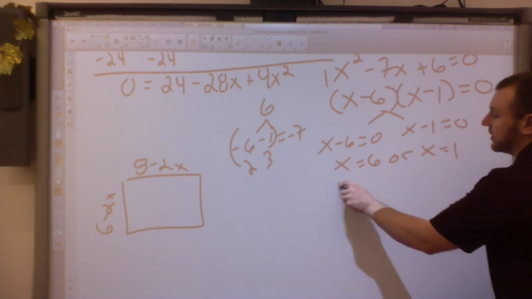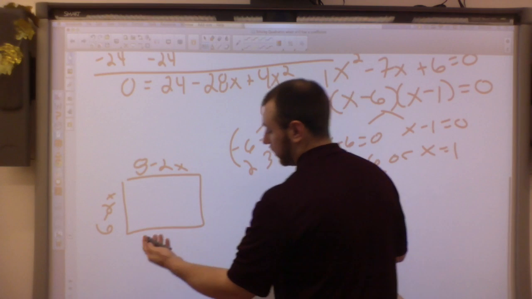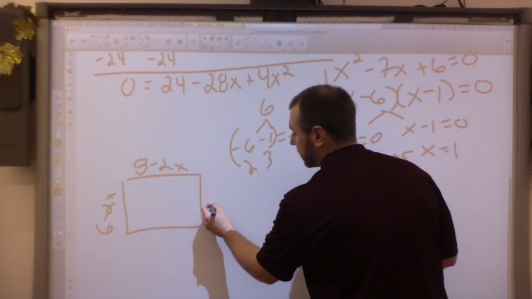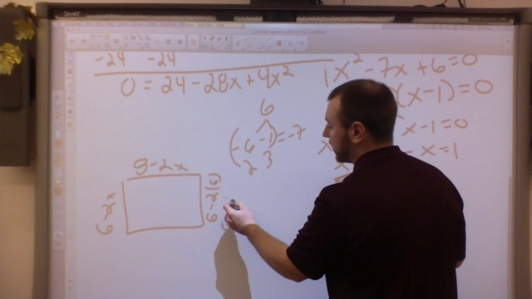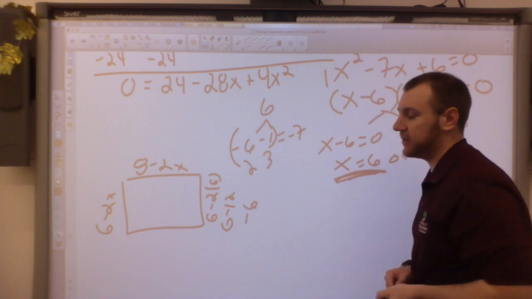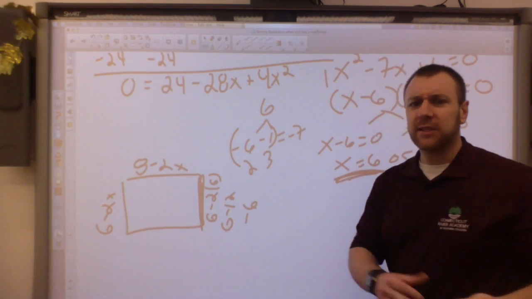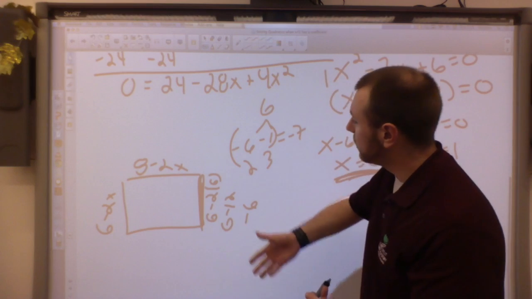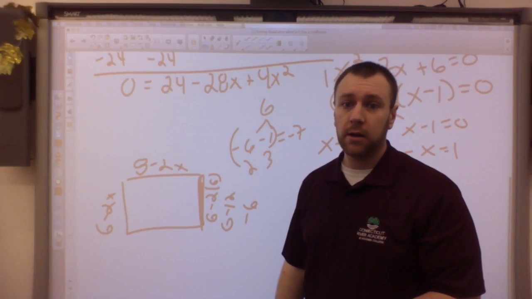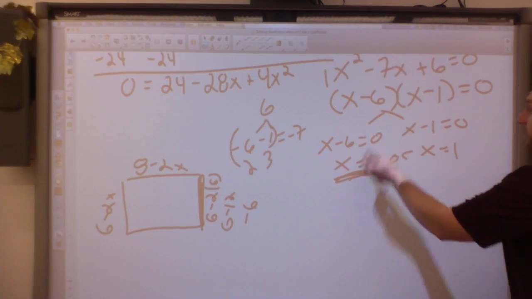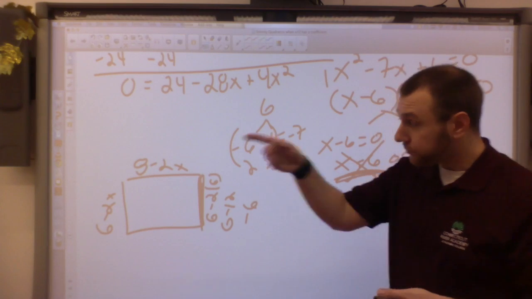So, if I take this x equals 6 and I plug it in for x, I would get 6 minus 2 times 6. Well, 6 minus 2 times 6 is 6 minus 12. That comes out to be negative 6 for this length of the side. That makes no sense in the problem because I'm dealing with length of a rectangle. So this x equals 6 isn't an answer to my problem.